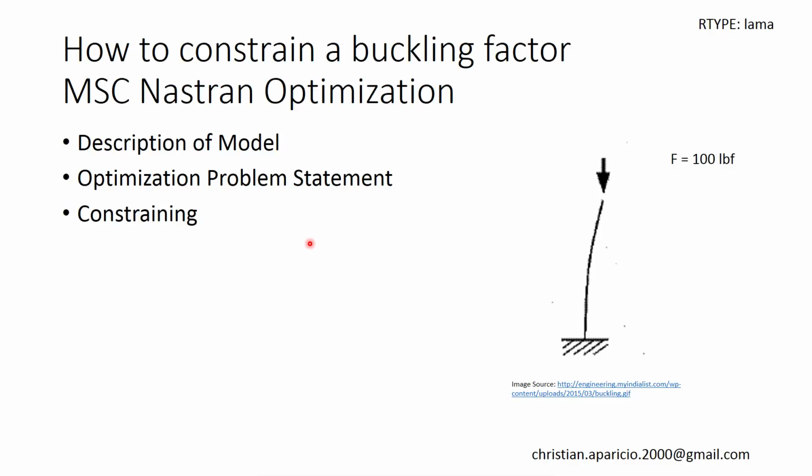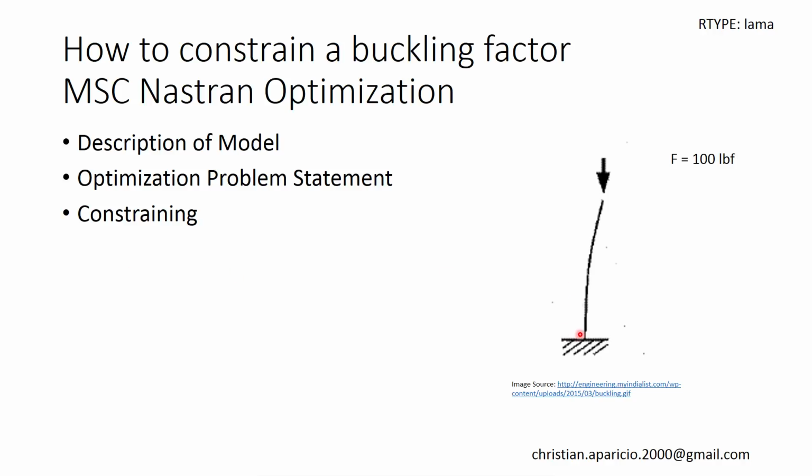I'm going to go through a brief discussion of the model. I'm going to go over what our optimization problem statement is, what exactly we are optimizing, and then I'll go through the process of applying a constraint on a buckling factor.